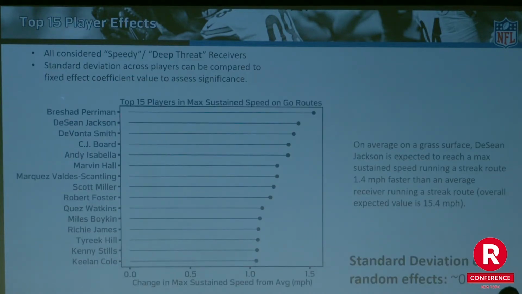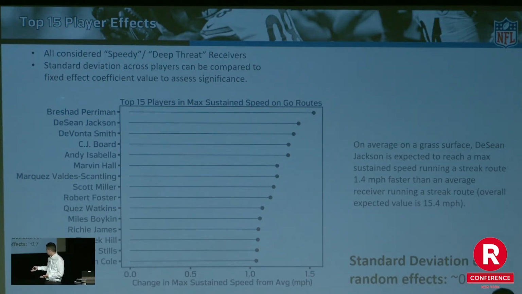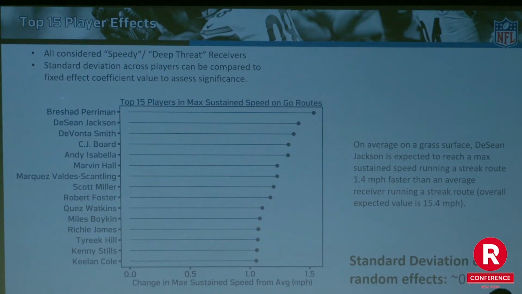So to dig deeper into what these player effects actually look like, here's an example of the top 15 in terms of the player effects. What you're seeing on this chart, the y-axis are receivers, players that are in the data set. They're people that are sprinting. These are the top 15. The x-axis is the change in max sustained speed from an average receiver.